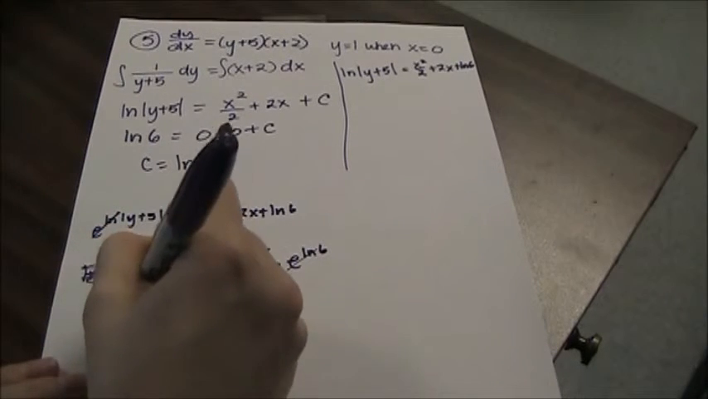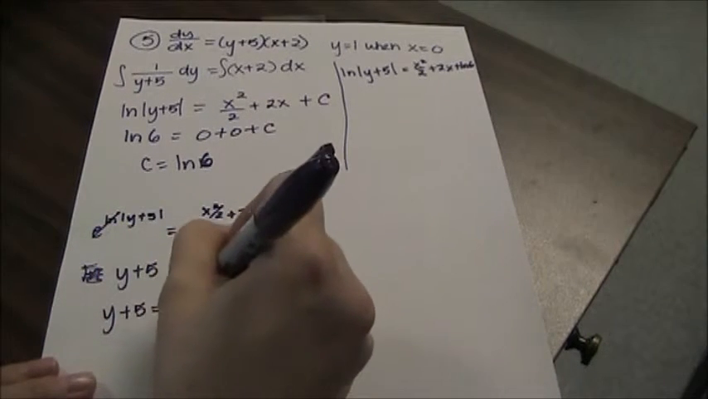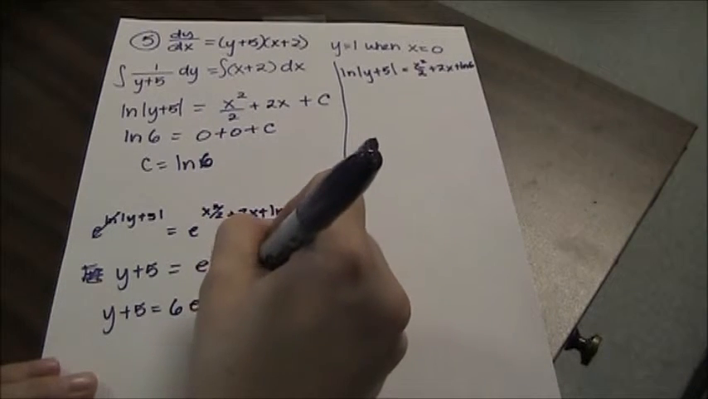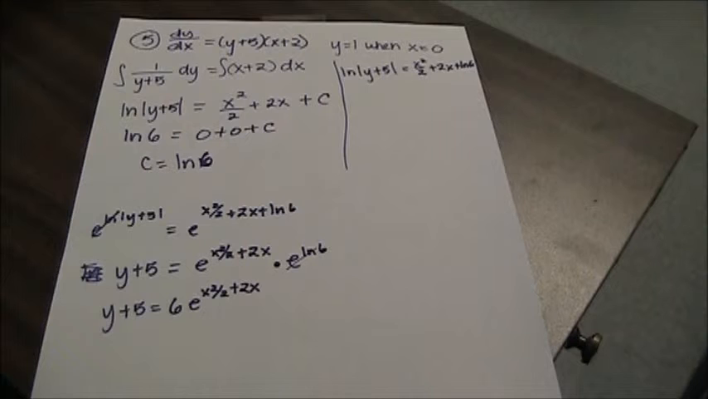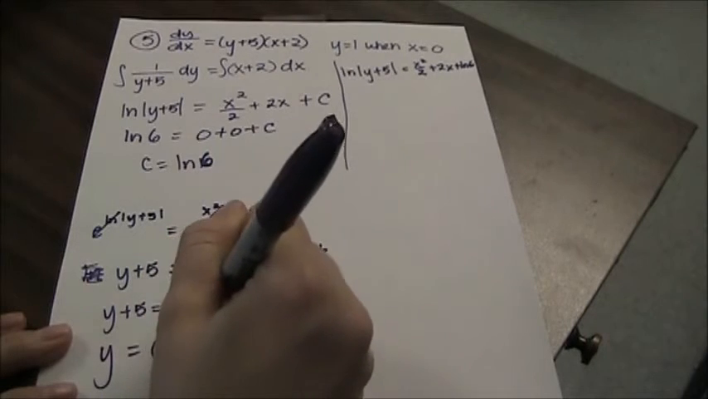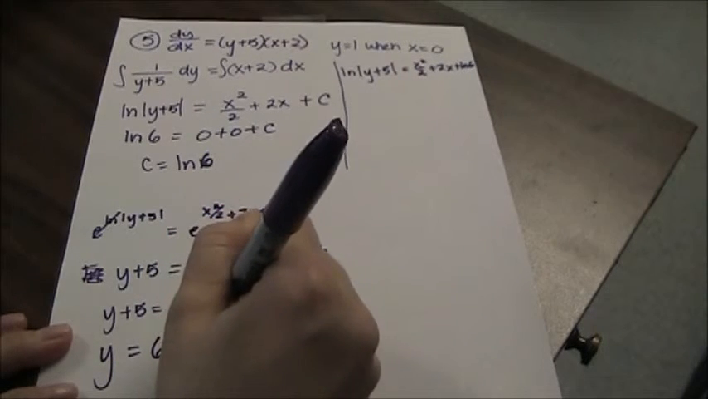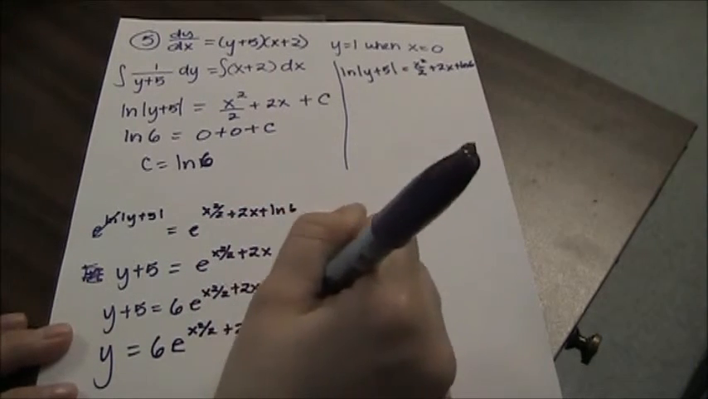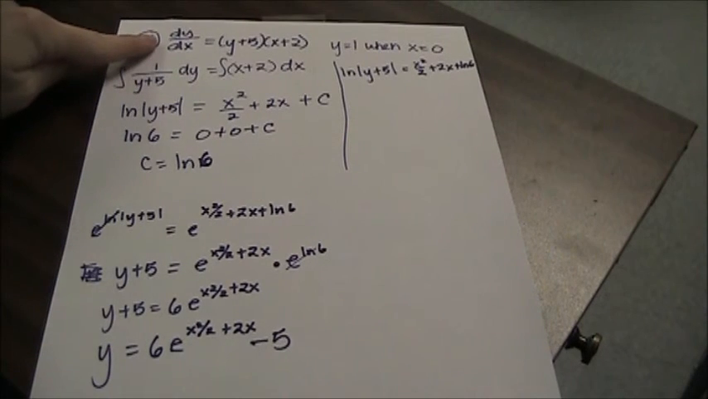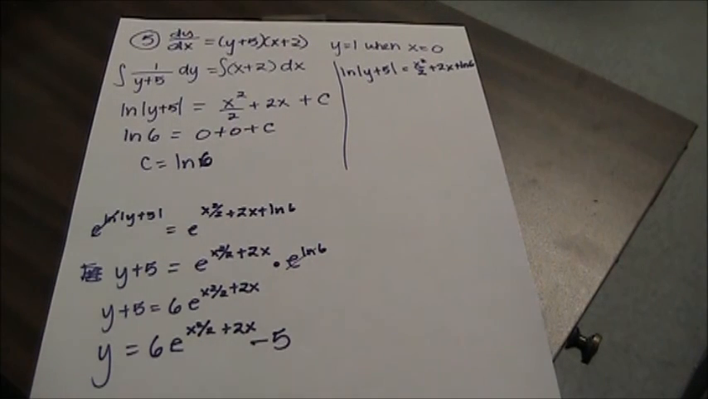So y plus 5 equals 6 times e to the x squared over 2 plus 2x. And then my final step would be to subtract 5 from both sides. And that would be my particular solution. That would be the solution to this differential equation given that initial condition.